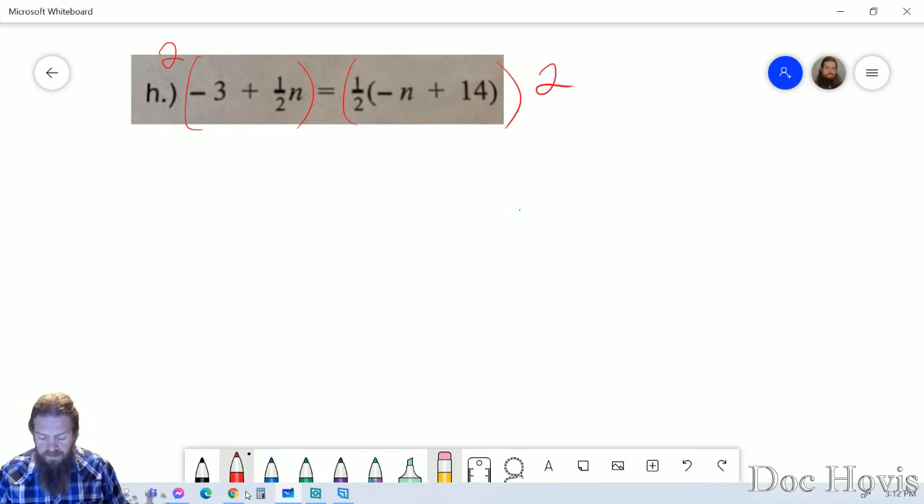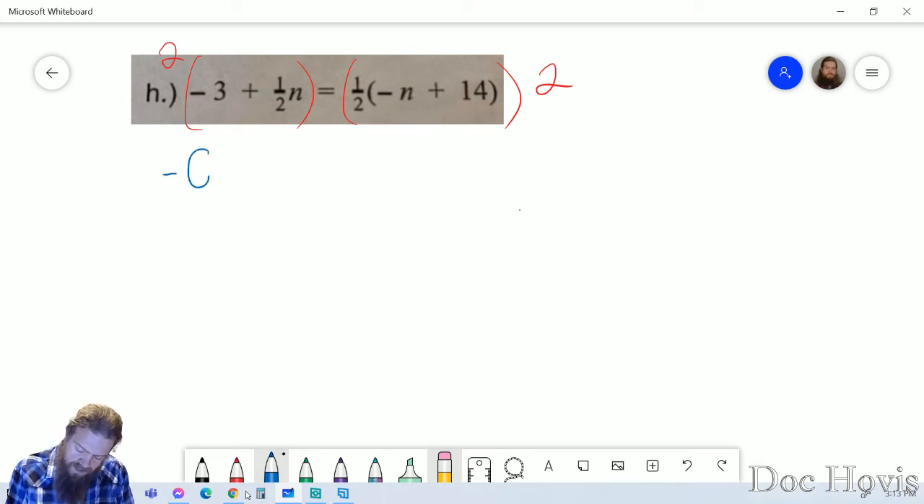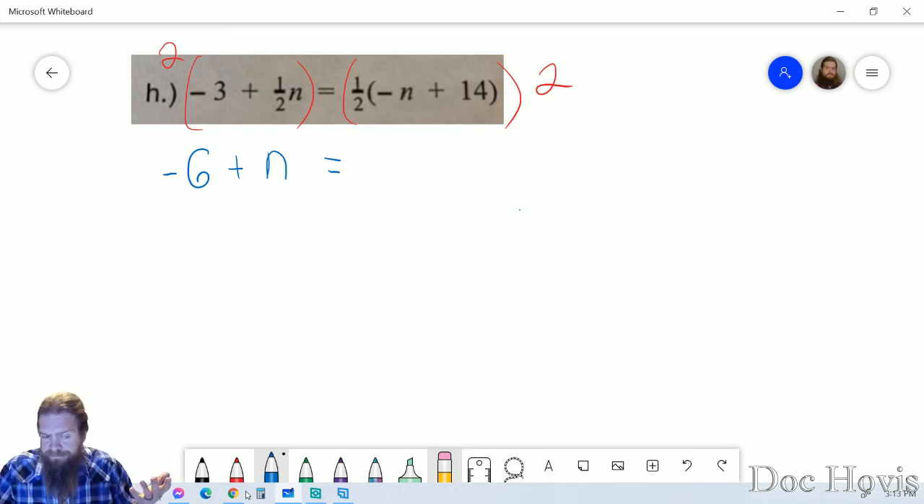everything by 2. So what that's going to give us here is negative 6. Negative 2 times that negative 3 gives us our negative 6. And then 2 times 1/2, well, that cancels that out just like we wanted. That gives us a positive 1n. We don't have to write the 1. We can write the 1. It's called a redundant 1. If you want to write it, write it. If you don't want to write it, no big deal.